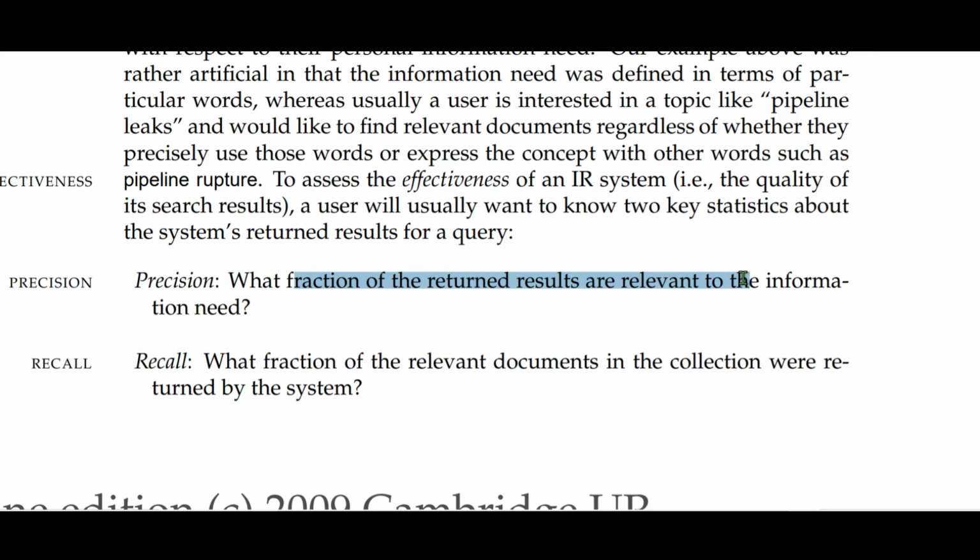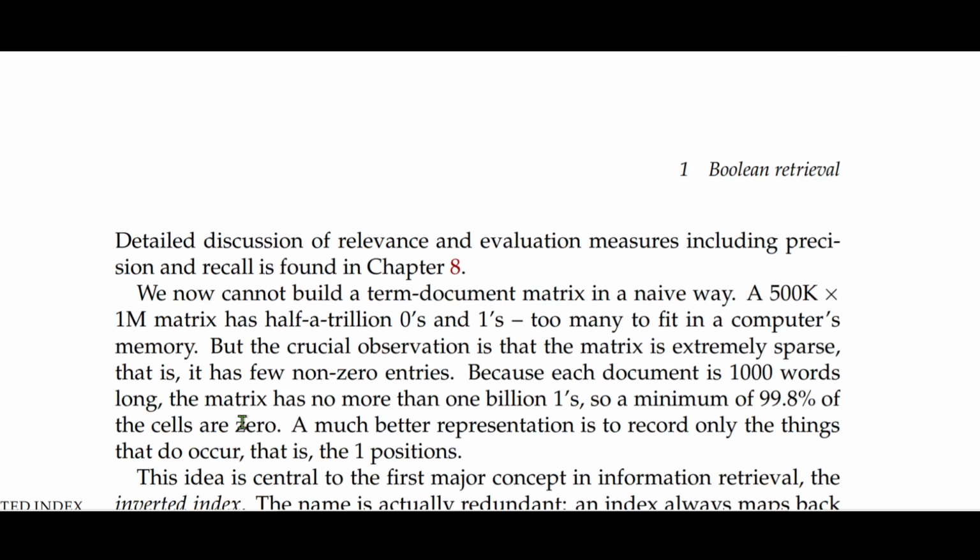Precision means what fraction of the returned results are actually relevant to the information need. Recall means what fraction of the relevant documents in the collection were returned by the system. Detailed discussion of relevance and evaluation measures, including precision and recall, is found in Chapter 8.